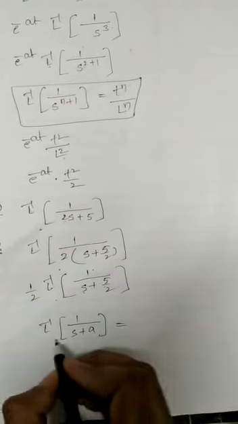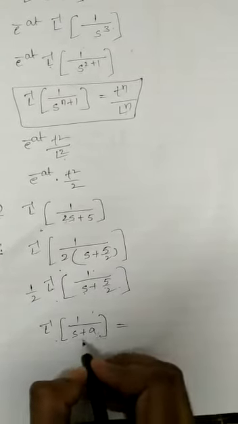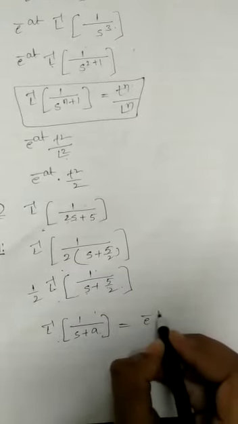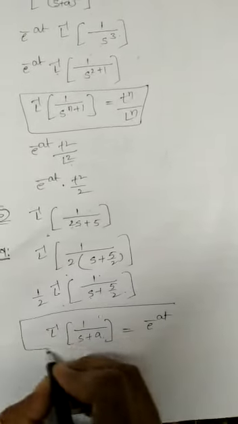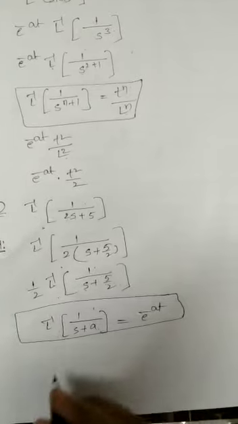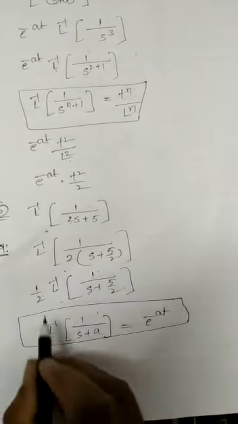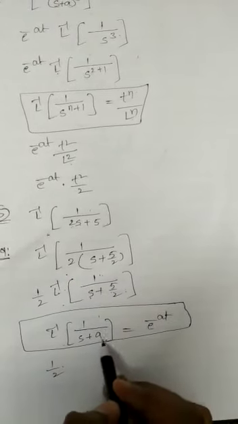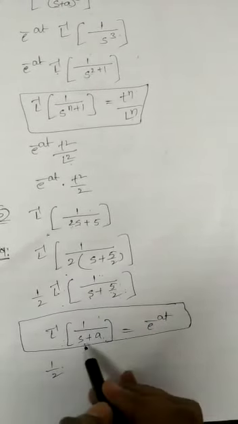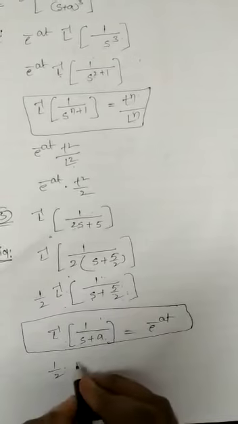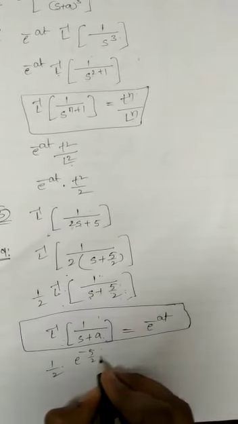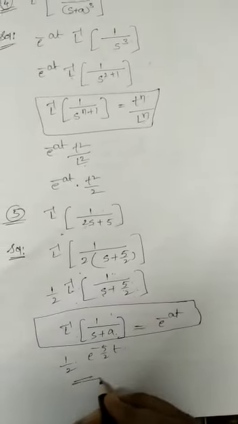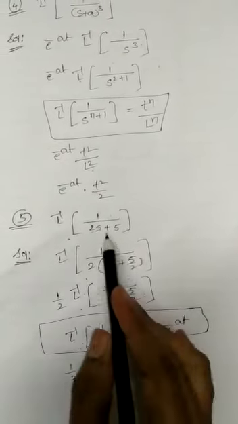Here we have a direct formula for this, Laplace inverse of 1 by s plus a. What is that? e power of minus at. So apply this standard function here. What you will get? Write 1 by 2 as it is, Laplace inverse of 1 by s plus a. In place of a we have 5 by 2. So what is that value? e power of minus at. That means what you will get, e power of minus 5 by 2 into t. So that is the inverse Laplace transformation of this given function.